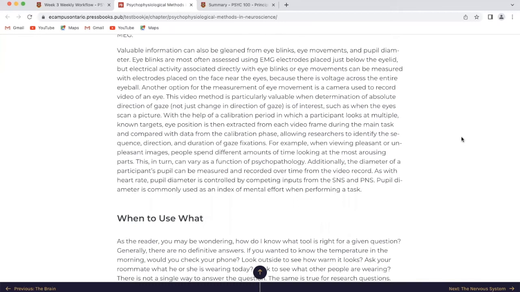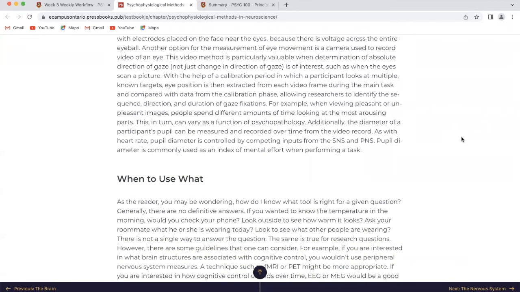Another option for the measurement of eye movement is a camera used to record video of an eye. This video method is particularly valuable when determination of absolute direction of gaze, not just change in direction of gaze, is of interest, such as when the eyes scan a picture. With the help of a calibration period, in which participants look at multiple known targets, eye position is then extracted from each video frame during the main task and compared with data from the calibration phase, allowing researchers to identify the sequence, direction, and duration of gaze fixation.